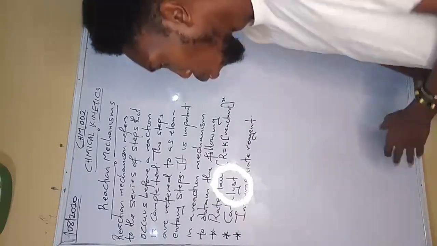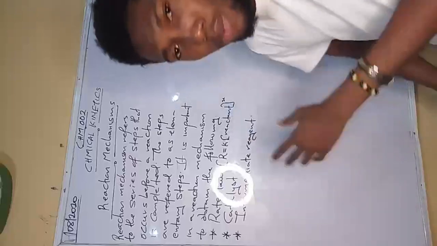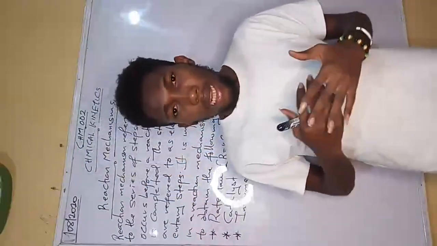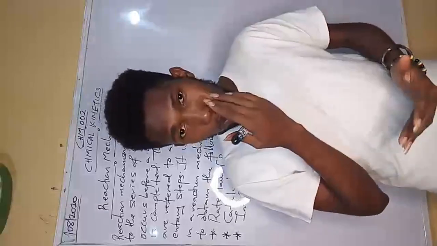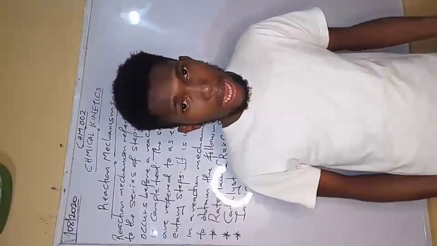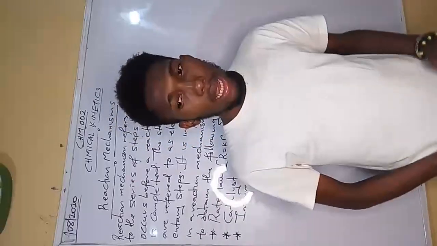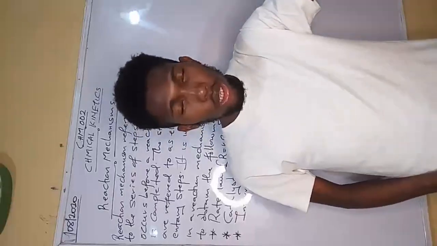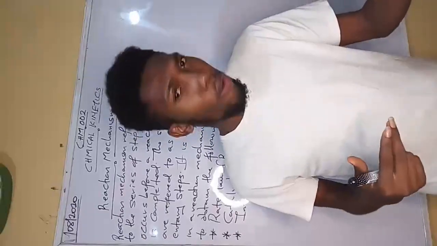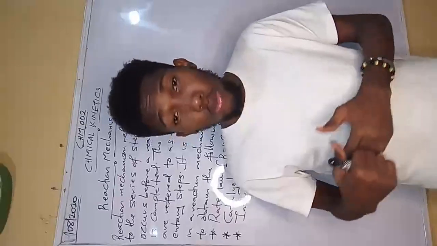You understand? The slow elementary step is the rate determining step. For example, now look at something. If I say that Tolu and I should run together, and we have to run from here where I am now to Unilag, and they say we must get there together, who is going to determine who gets there first? Of course, it will have to be the slowest person, which is Tolu.